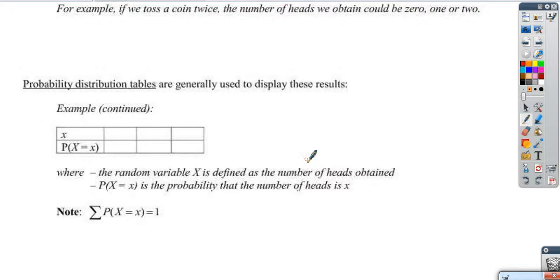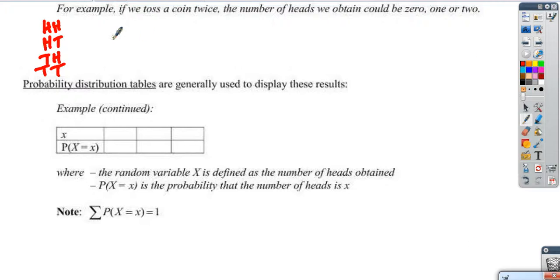Further down the page you have this example with a coin being tossed. So here my random variable is how many heads come up. Okay, and so I could obviously have 2 heads if I throw the coin twice, or I can have a head and a tail, or a tail and a head, and a tail and another tail.